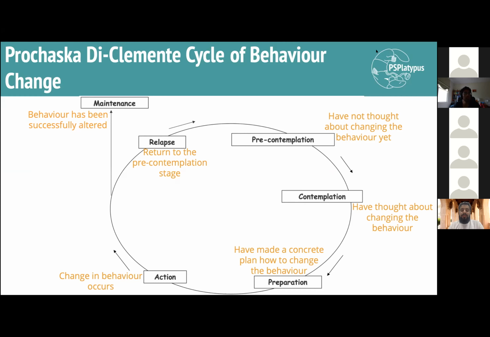We need to think that relapse is not a failure, but it might be something that the patient can learn from, what was wrong, what caused the relapse, so that they can avoid it next time. And when a patient relapses, they must start again from the pre-contemplation stage, or the behavior will be successfully changed, and this is the maintenance stage. And that's it. Thank you so much.